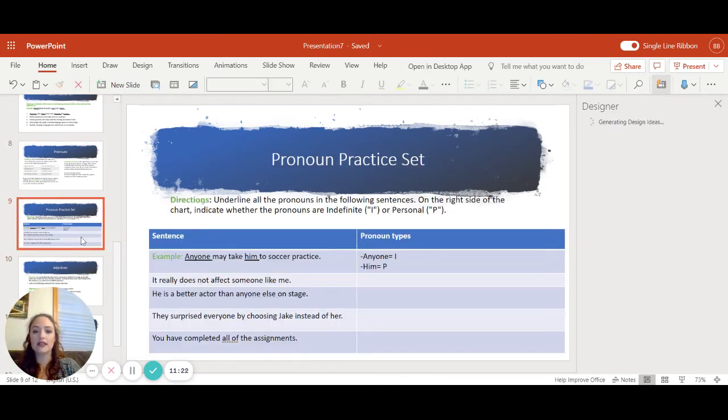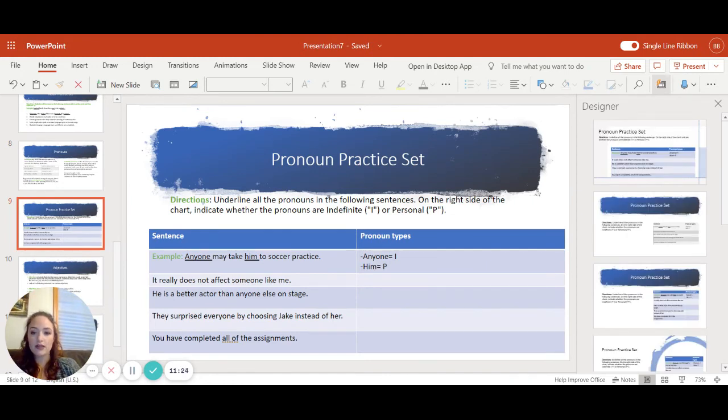And then here's our practice set for the pronouns. So you are going to underline all the pronouns in the following sentences. On the right side of the chart, indicate whether the pronouns are indefinite, so you'll just put an I, or personal, a P. So here's the example. Anyone may take him to soccer practice. So anyone is indefinite, right? And then him is personal because you can say anyone can take Pete to soccer practice, right? So it replaces a personal name.